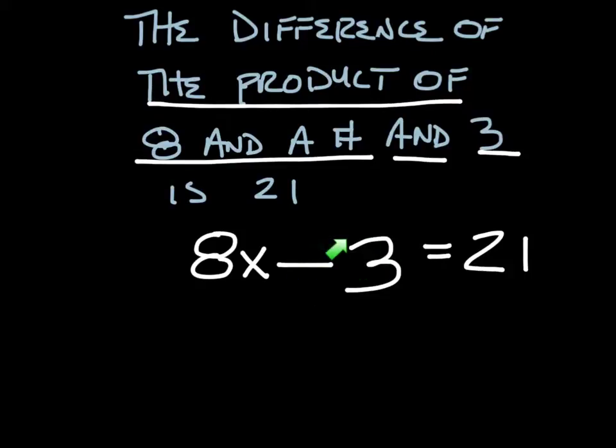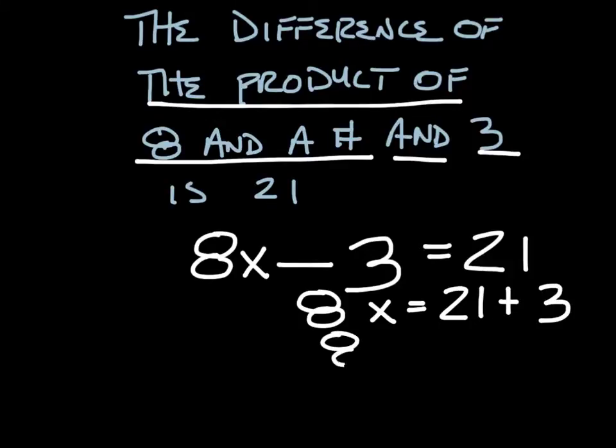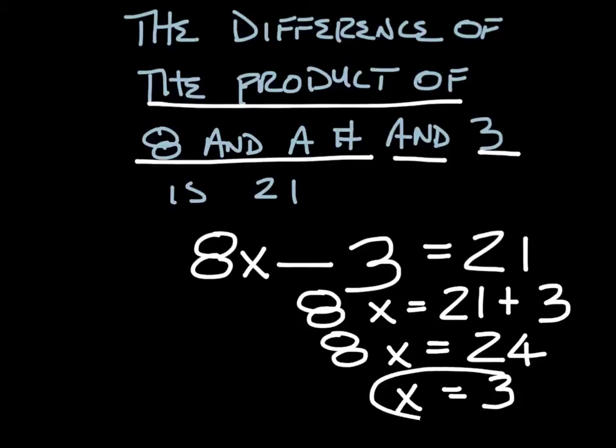Move this minus 3 over to this side and make it plus 3. So 21 plus 3 is 24. What do I do to 24? Divide it by 8. What's the answer? 3, yes. Answer is 3.